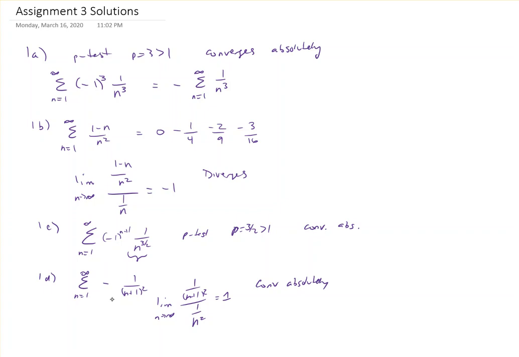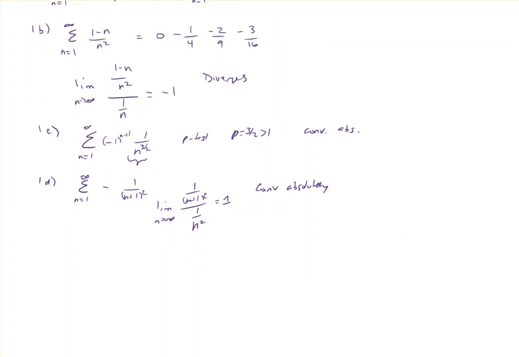Again, what I want you to be thinking about is if you just did the absolute value of this, if you forgot about the negative, when you're testing for absolute convergence, you're forgetting about any of the signs. You're just saying, look at the absolute value of the terms. That's just the positive version of it. Does that converge? If it does, then it converges absolutely.